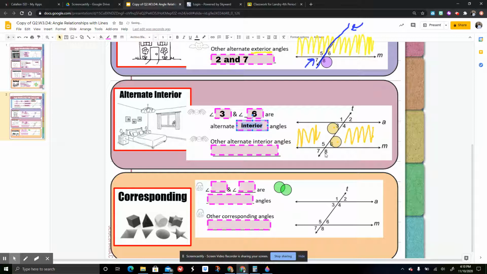Okay, so alternate interior, the other pair of alternate interior. If we have 3 and 6 like this, then we have the other pair like this. So 4 and 5. Angle 4 and angle 5 are also alternate interior.